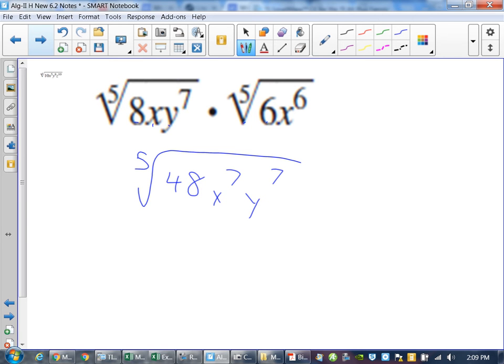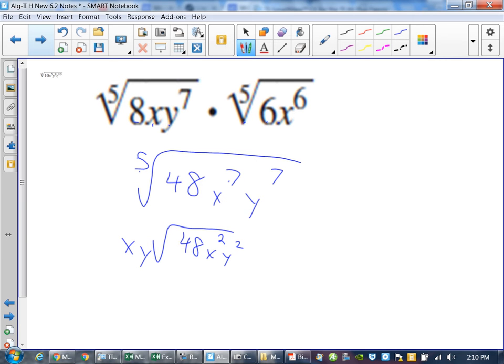32 doesn't go into that cleanly, does it? No. So is there a perfect fifth root that'll work with 48? No. That's the kind of stuff you'll think of. Okay. So that didn't work. So the 48 will stay put, but how many times does 5 go into 7? 1. How many are left over? So how many x's and y's can I take out? 1 of each, and how many are left? That's how it works. And you're done.